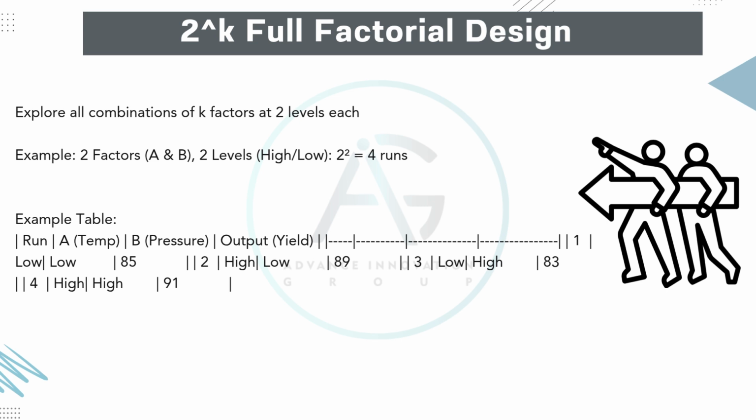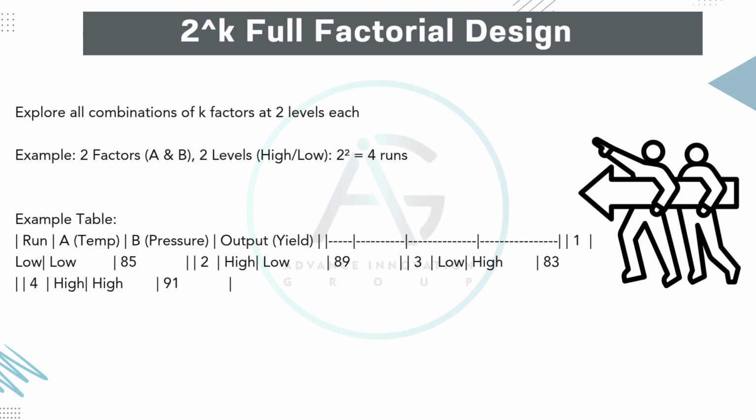In run 1, both A and B are at low, and the output is 85. In run 2, A is at low and B is at high, and the output is 90. In run 3, A is at high and B is at low, and the output is 80. In run 4, both A and B are at high, and the output is 95.